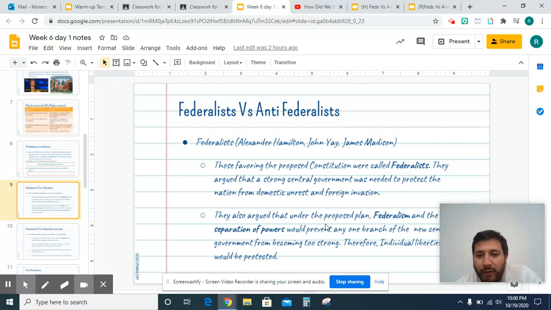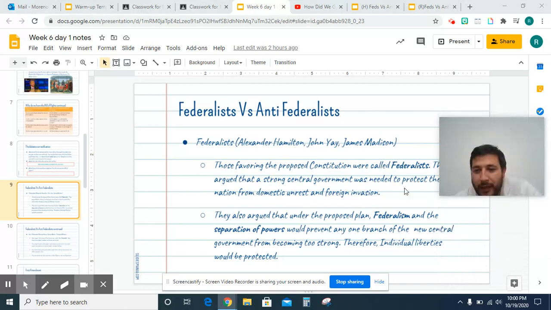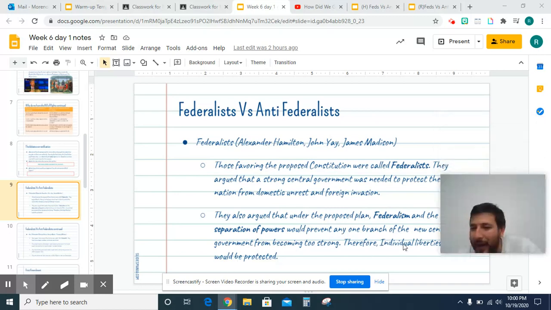They also argued that in federalism, these rights were protected because we have separation of powers. Remember, Trump has the power, but he also has to share it with the courts and with Congress. Since we have these, there's no need for the Bill of Rights, so individual liberties are protected. And then they didn't buy it.